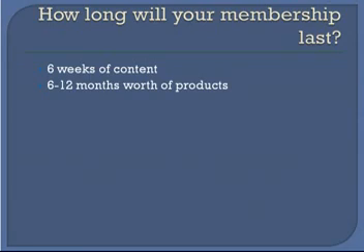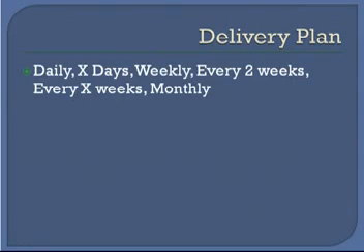So figure that out, and once you figure how much content you have and how long it'll last, then you can understand your delivery plan. And that's very, very easy. It just follows through with the same thing. You can do daily, X number of days, weekly, every 2 weeks, every X weeks, monthly, and so forth. And once you understand your delivery plan, then when you set up your autoresponder, then all you have to do is create a new follow-up for every one of those days, those X days, those weeks, and so forth.